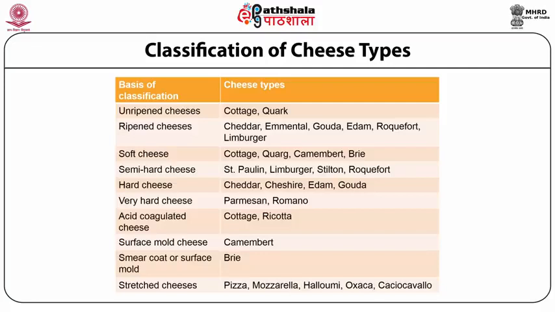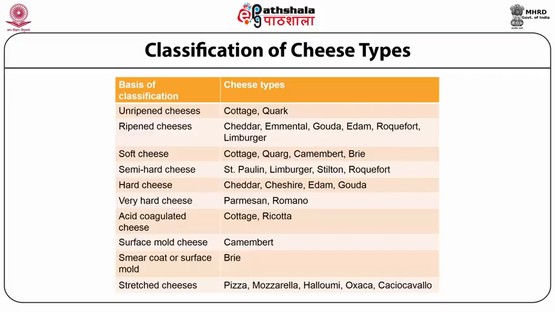Next category is very hard cheese, where moisture content probably will be even less than 35%. And this includes Parmesan and Romano cheese. Next category is acid coagulated cheese based on direct acidification, and these include cottage cheese and ricotta cheese. The ricotta cheese is obtained from, again, the cheese whey as the starting material. Another category is surface mold cheese, that includes Camembert.